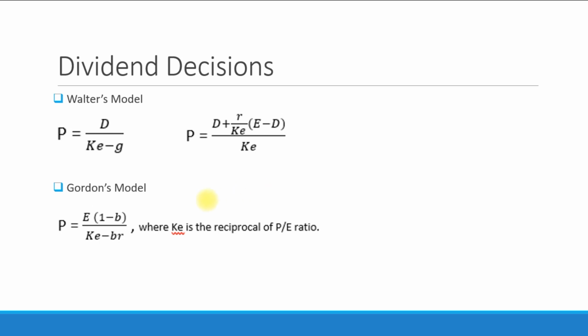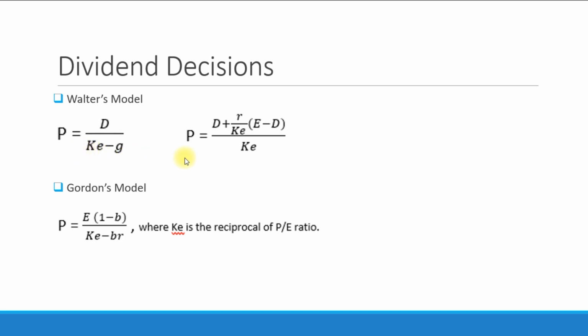So according to Walter's model, the equation is P, which is the price of equity share, is given by D, which is the initial dividend, divided by KE minus G, where KE is the cost of equity capital, which we have discussed earlier, and G is the expected growth rate of its earnings. So that is the price of the equity share. It has a direct relationship to dividends, and it has an inverse relationship to the cost of equity capital.